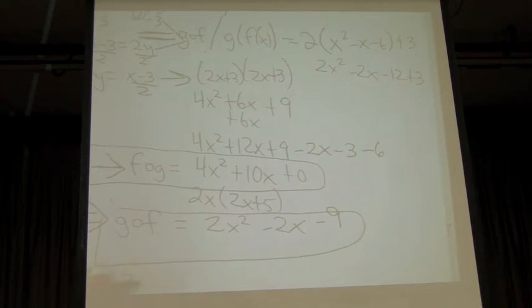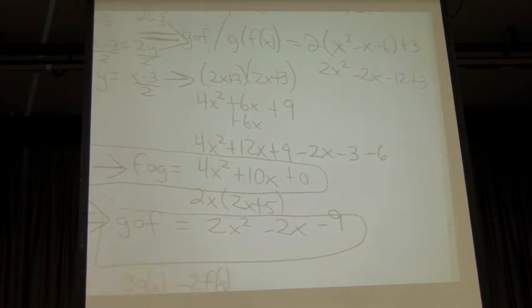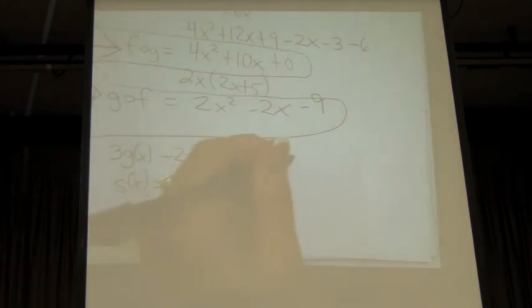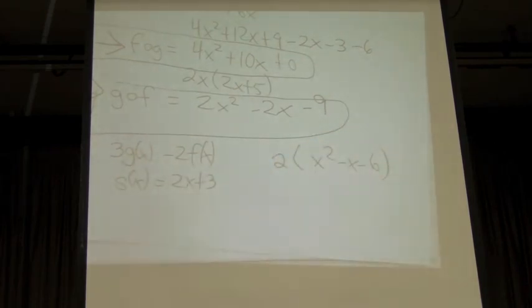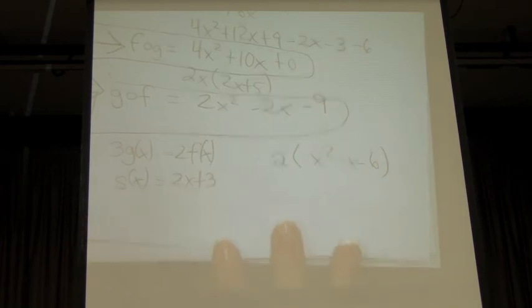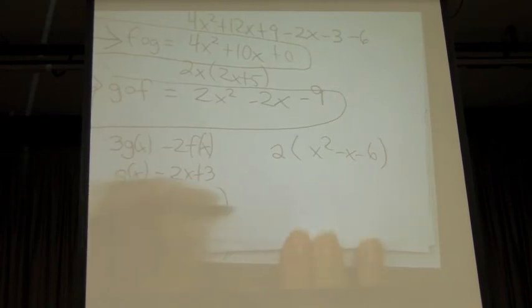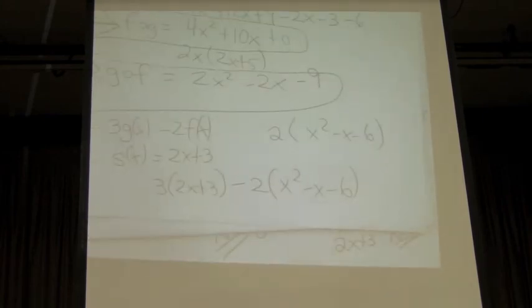Yes? Okay, what if you have an example that's like 3 times g of x minus 2 times f of x? It means you do exactly what they're asking you to do. 3 times the g of x function. Here's your g of x function, 2x plus 3. So you're going to do 3 times 2x plus 3 minus 2 times f of x, minus 2 times x squared minus x minus 6. You're literally just following their directions.